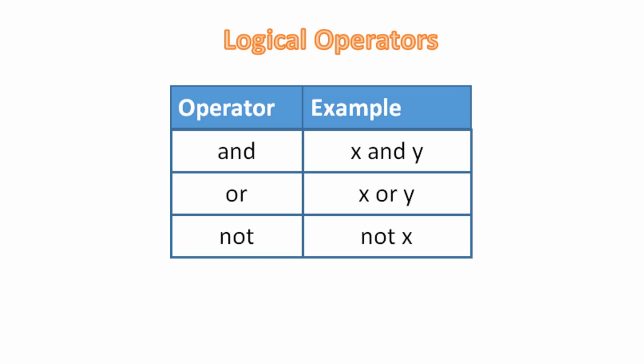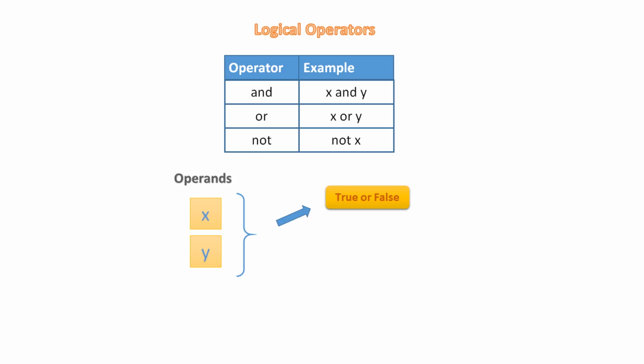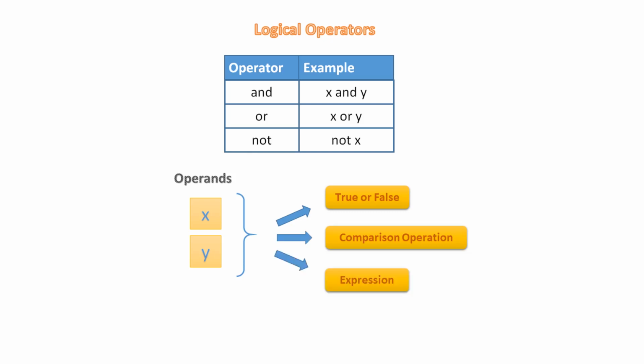Logical operators are used to combine comparison statements. Here the operands can either be true or false. These operands can be an output of a comparison operation or any expression with output as true or false. Let's understand each logical operator in detail.